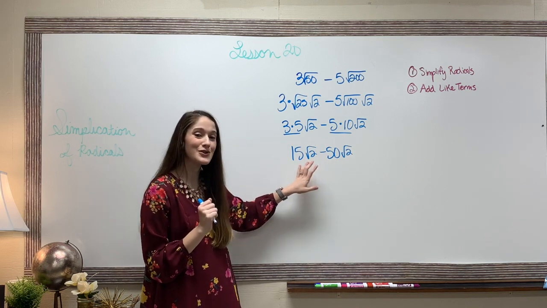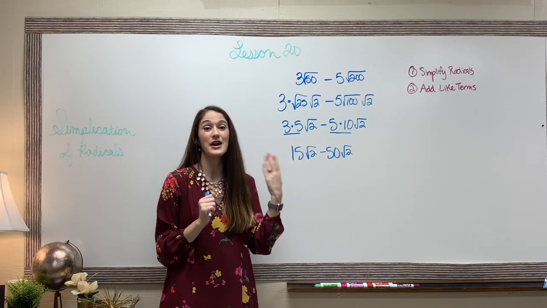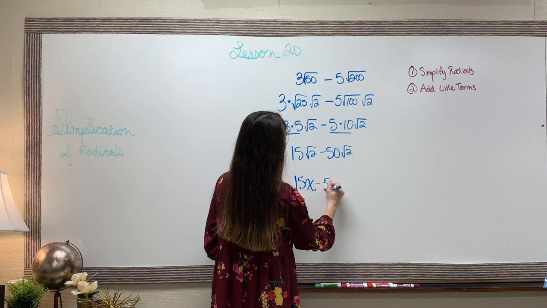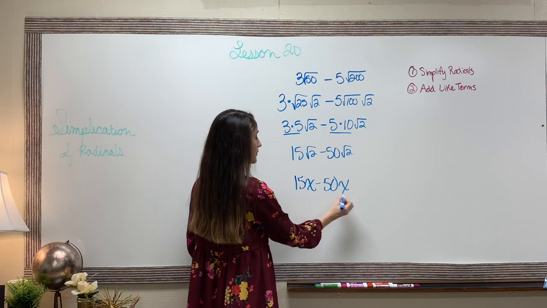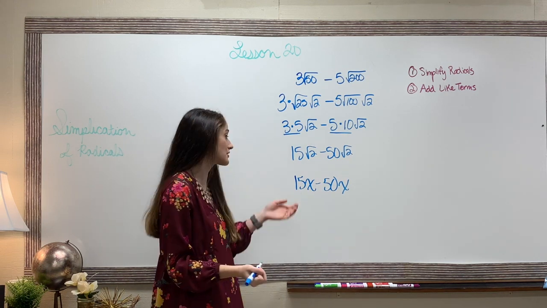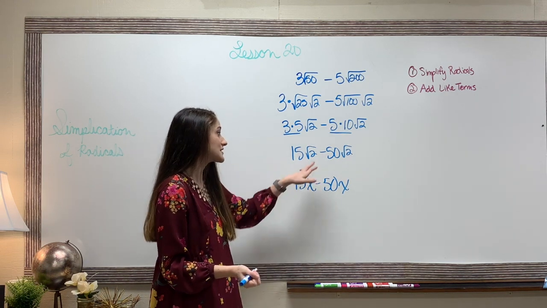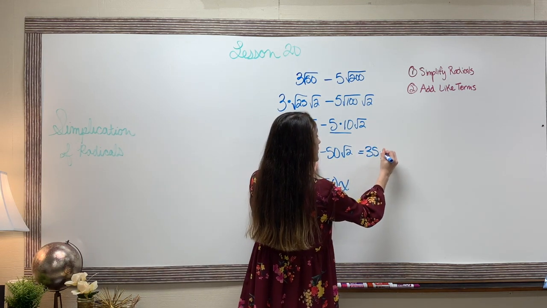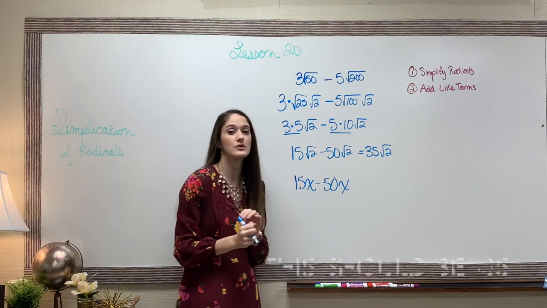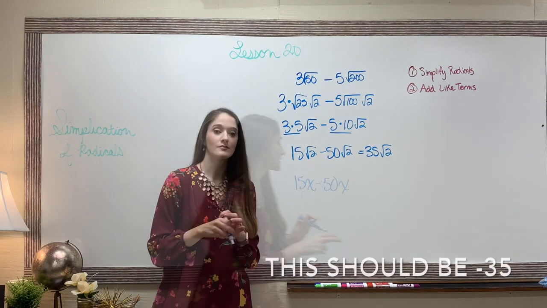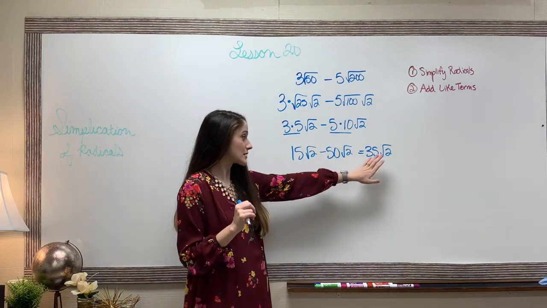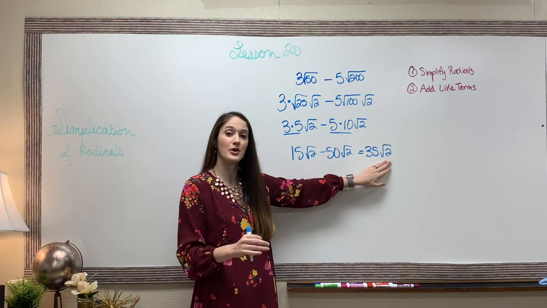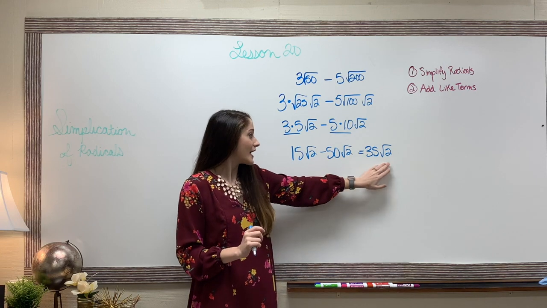What we need to do is look at this as if instead of a radical, we had a variable. What if this problem was 15x minus 50x? I would only work with the coefficients in front. I would only do 15 minus 50. Same thing with our radicals. This answer is going to be negative 35 root 2. Our square root does not change. So that's it. We just want to double check and make sure that our root is simplified to its lowest term, that there are no perfect squares trapped inside there, and we're good to go.